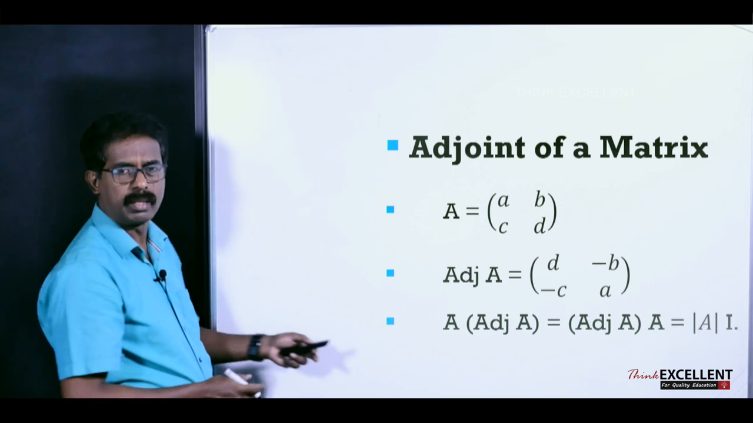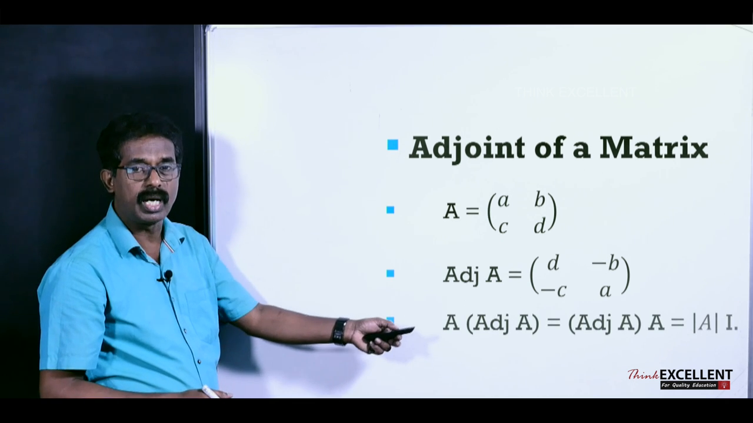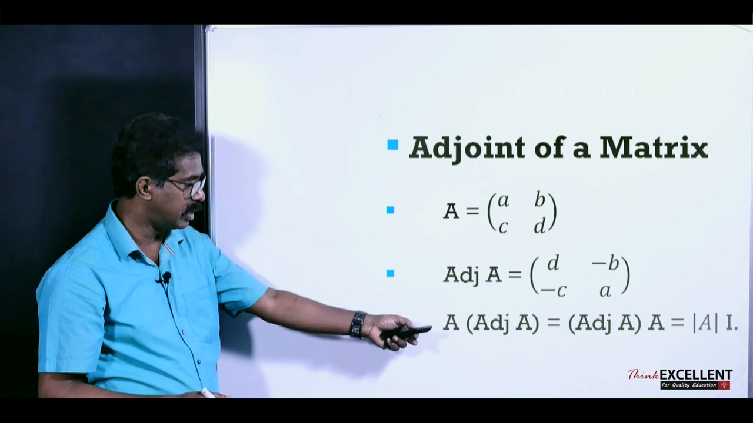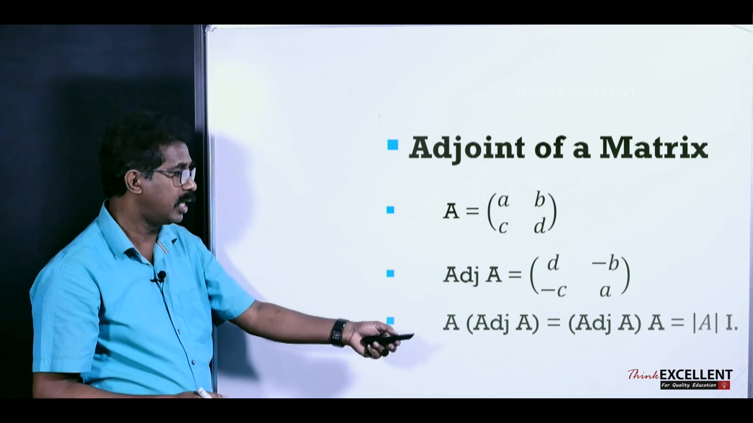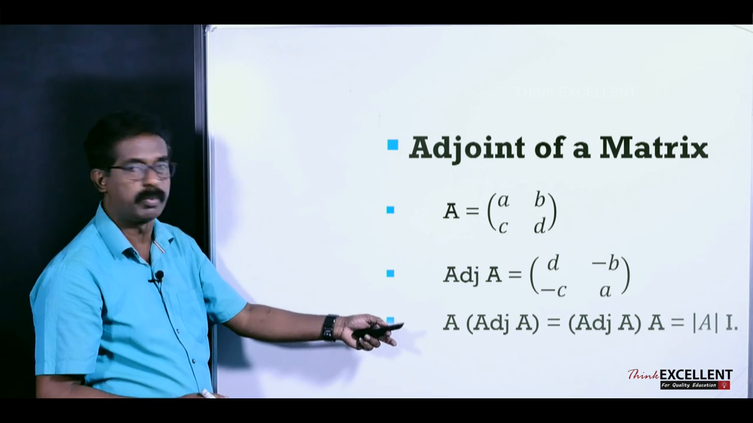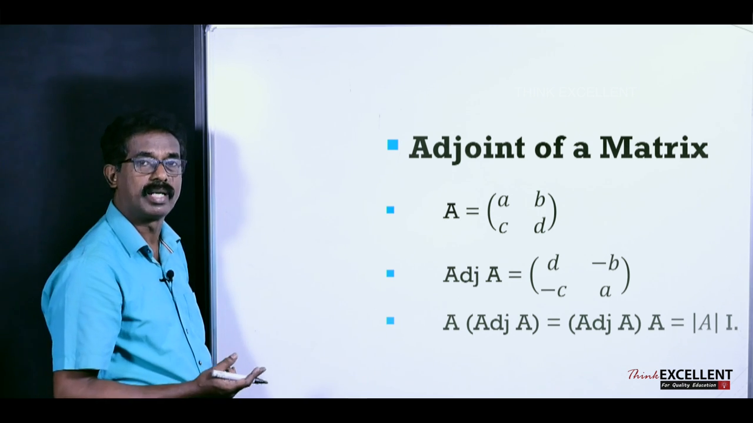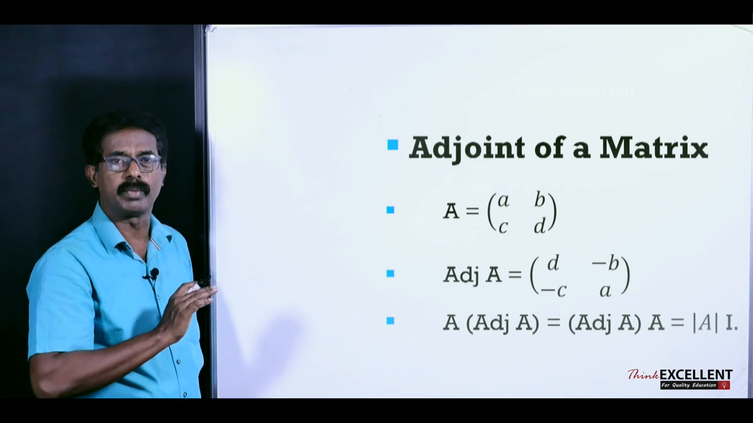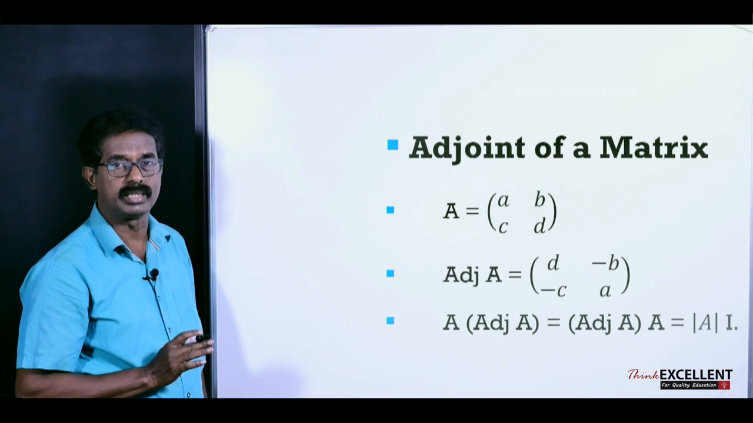And one very important property is here. A into adjoint A equals adjoint A into A equals determinant A into I. That is the third property given here, which is very, very important. They'll ask you to verify it, so that is how the question will be. So make your theory part thorough, and the sums will be very, very easy for you.